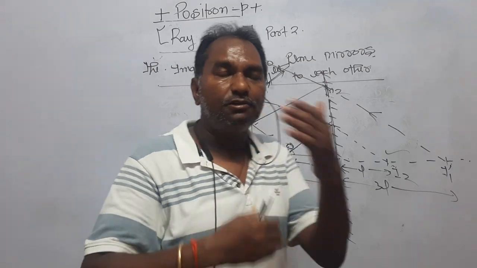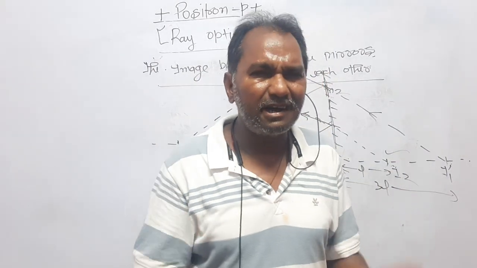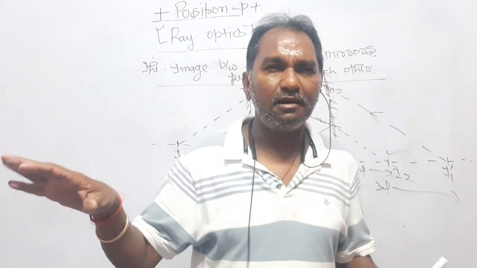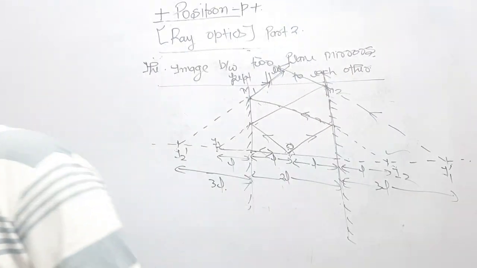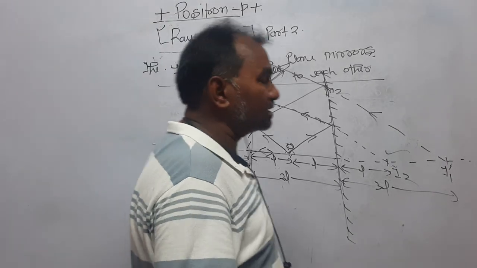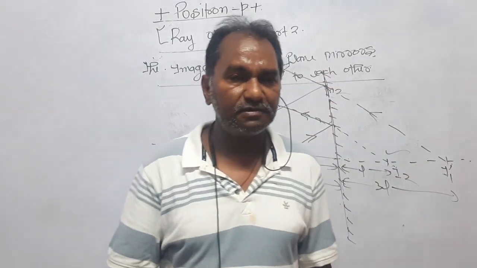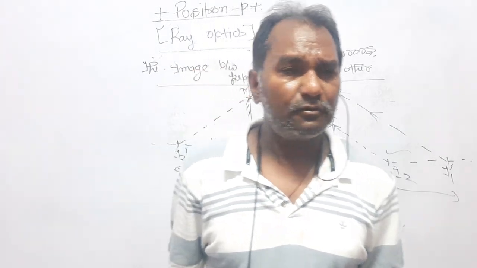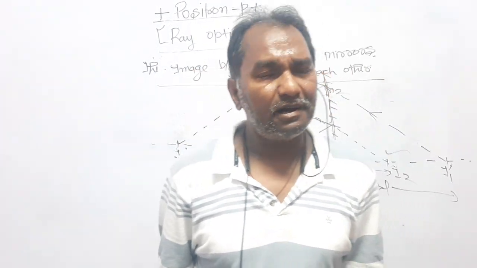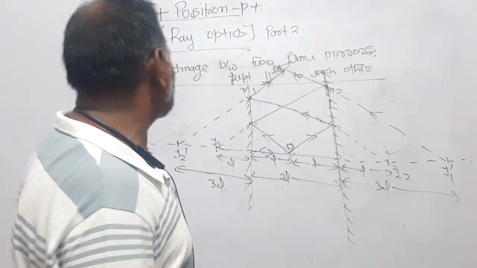In this way, you will get infinite images if the two mirrors are kept parallel to each other. So the images will be infinite. Even at the beginning of this video, I discussed with you all that a plane mirror has infinite focal length and infinite radius of curvature. Why it is so, I have proved. Now let's move further.